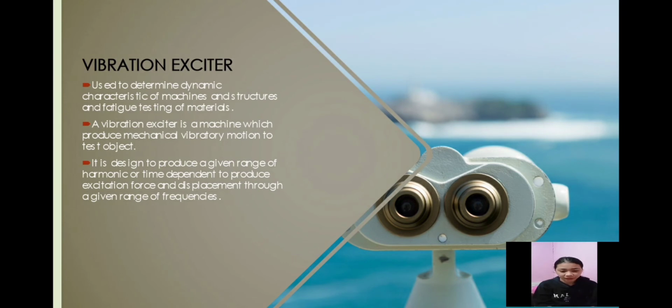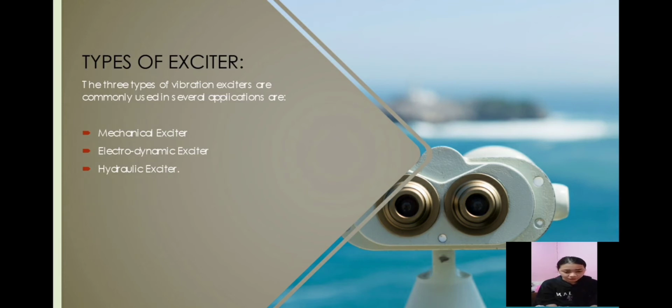Vibration exciters are used to determine dynamic characteristics of machine structures and for fatigue testing of materials. A vibration exciter is a machine which produces mechanical vibratory motion to test an object. It is designed to produce a given range of harmonic or time-dependent excitation force and displacement through a given range of frequency. Types of exciters: there are three types of exciters commonly used in several applications: mechanical exciter, electrodynamic exciter, and hydraulic exciter.